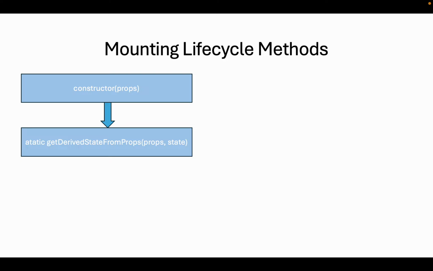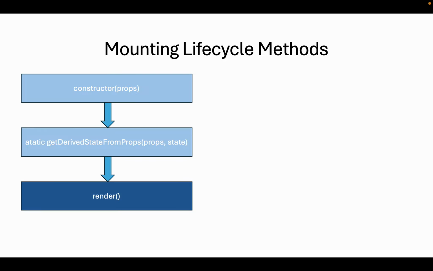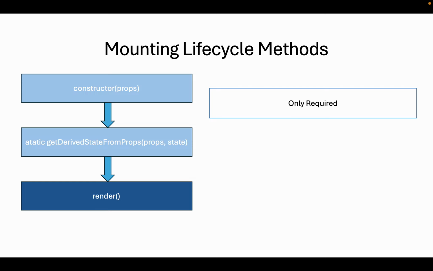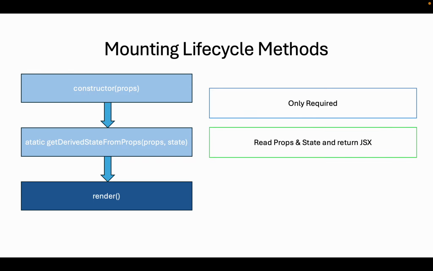Thirdly, we have the render function. This is the function we normally use and everyone knows about it because we have used this method a lot in our series. By the way, the first thing is that this is the only required method in class-based components. It lets you read props and state, you can destructure them, and you can return JSX.